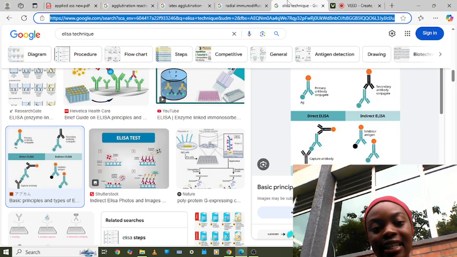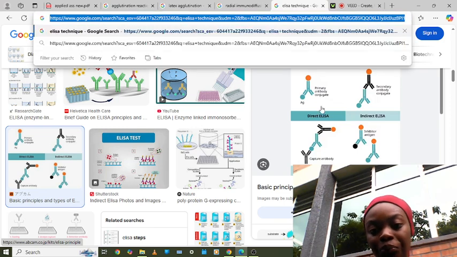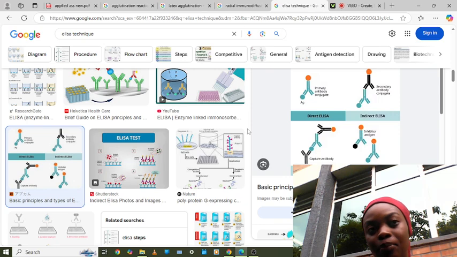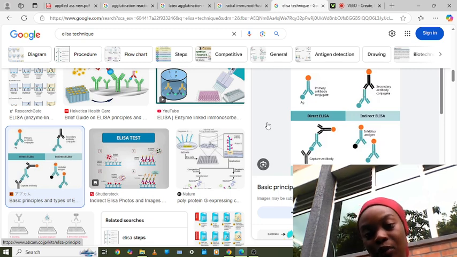Then in this ELISA technique, as we can see, we have different types, but to talk in general, ELISA technique is a technique where we are going to detect whether an antigen or an antibody. But in case where we are going to detect an antigen, we are going to add an antibody in the sample, which antibody will be bound with an enzyme.